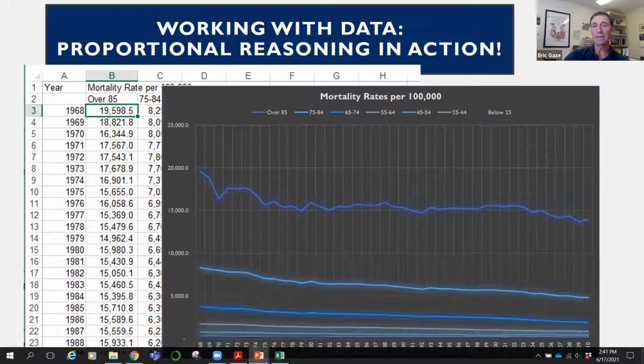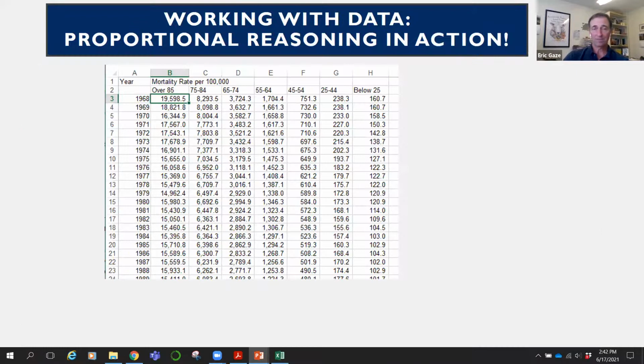Now, of course, one of the dangers of Excel is it's very easy to create a graphic, just highlight everything and you get this line chart. Well, nothing really interesting has been done here. We can see that the over 85 cohort has a much higher mortality rate. It went down from 1968 on, but we can't see anybody else down here, right? They're all washed out at the bottom. So what can we do to our data so that we can more effectively tell a story?